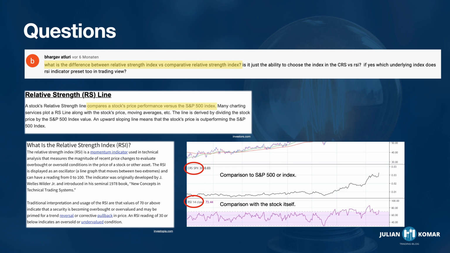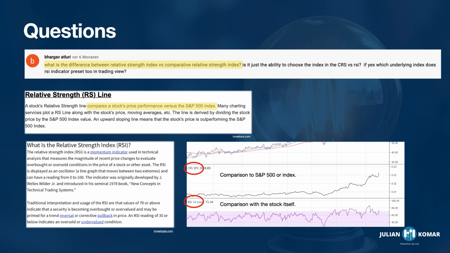But the most important difference is that the comparative relative strength, or the RS line, compares the stock with the S&P 500. So it's always a comparison of the stock's price performance to the S&P 500. The RSI compares the stock with itself. It compares the performance and the average performance of the stock with itself. And this is why you also get these overbought and oversold areas in the RSI.